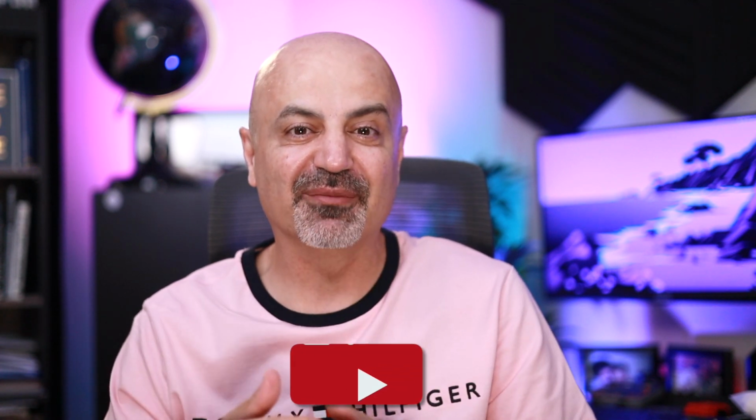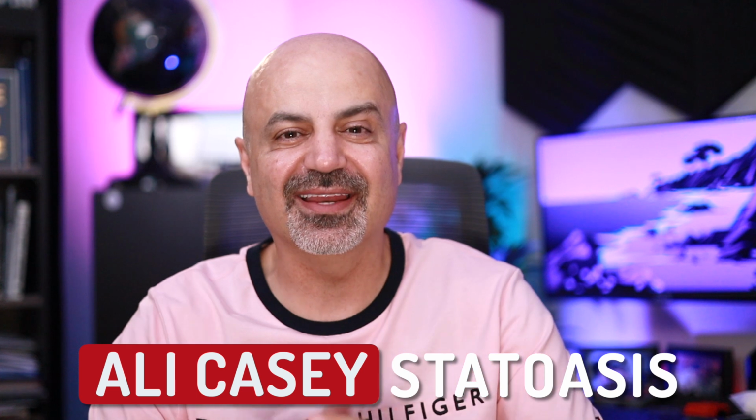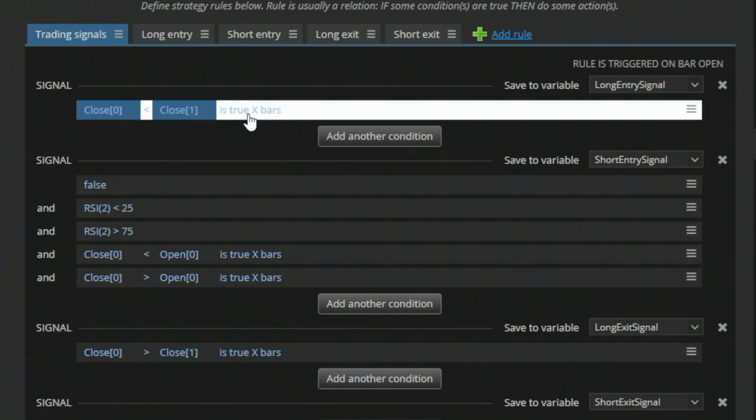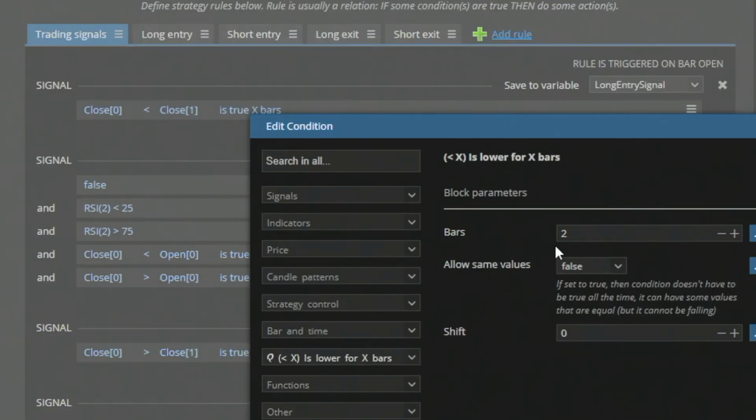So from that, we can really deduce that any 2 or more closes below the previous closes, then theoretically, we should reach that oversold period that the RSI 2 is measuring. Now, obviously, it's not going to be the exact same thing, but still, it will be very approximate to the performance. And of course, we need to test to verify. So to test the theory, here I put the close lower than the previous close, and it's true for X bars. That means I'm looking for this to be true for 2 bars.